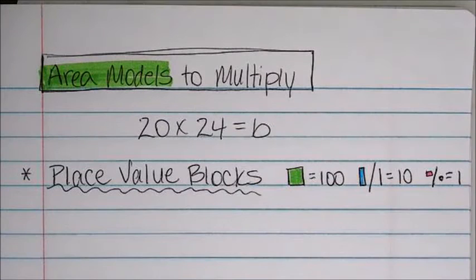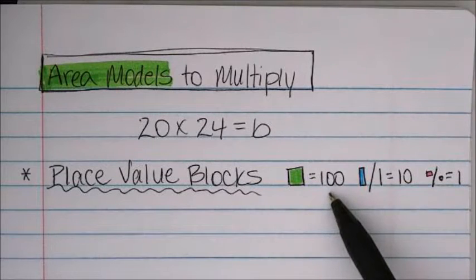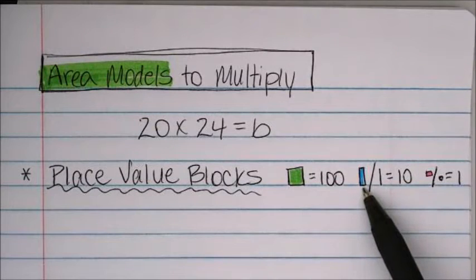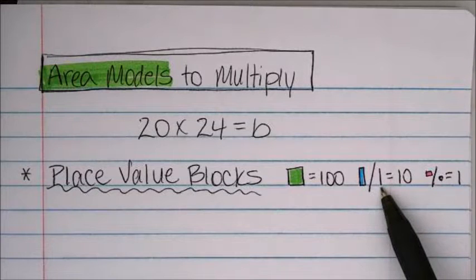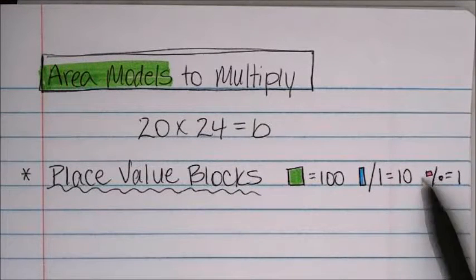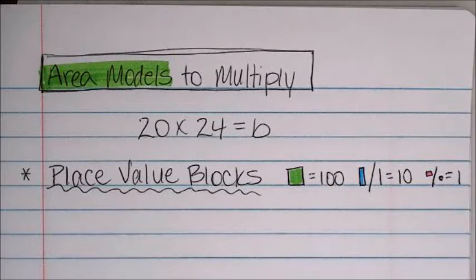Okay, the first strategy we are going to use is to use place value blocks. And when we use place value blocks, it's important to remember that these squares equal 100, the longs, like a long rectangle or just a line like this, equal tens, and these tiny boxes or dots equal ones. So we're going to do 20 times 24 using place value blocks.